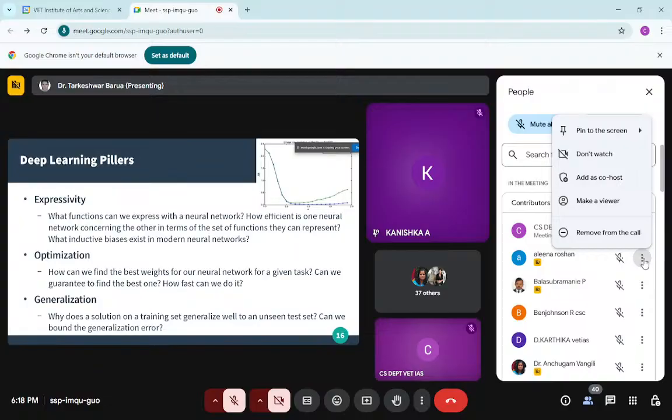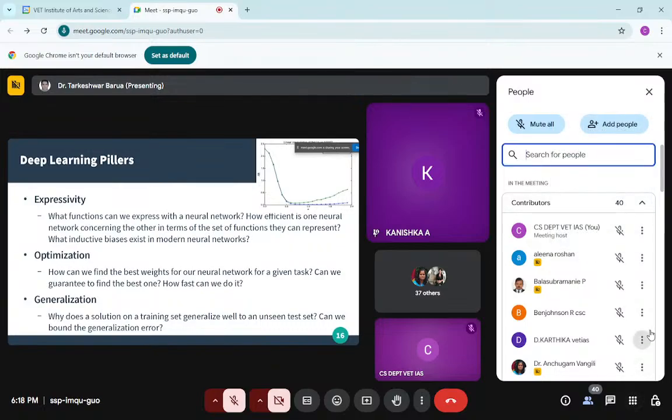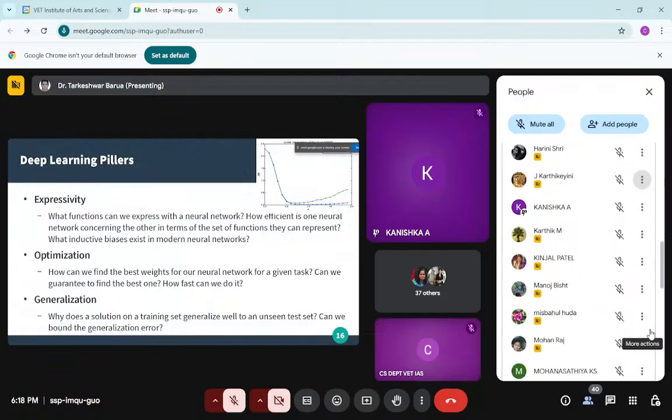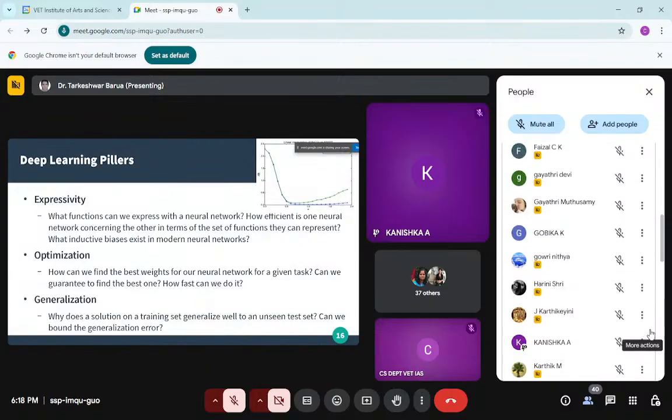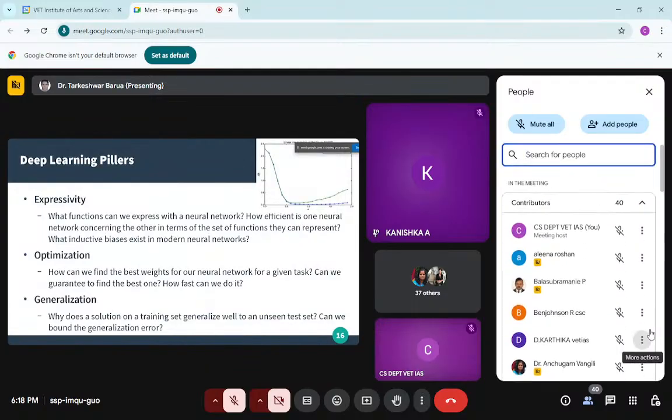Once you have trained your model, it is time to go with optimization. In optimization, how can we find the best weights? Obviously, it is based upon weight and bias, right? A weight is a randomly assigned number. So how can we assign the best weights to fine-tune our model for a given task, so that we can guarantee to find the best one? That is called optimization.